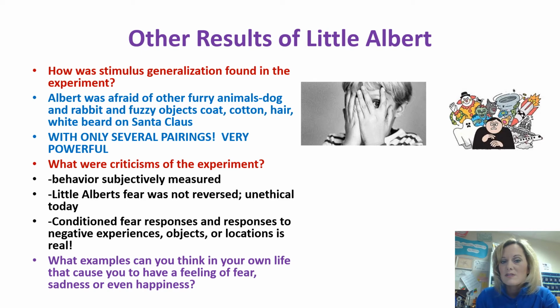How was stimulus generalization found in the experiment? Well, they started with the rat and they were pairing the rat, and then anything that was fuzzy, the rabbit, the monkey, and then you see in the video they hold a fur kind of shawl. Didn't like that either. And then you see Watson there with the face mask of Santa Claus. You put the Santa Claus in because it has like a fuzzy beard. Little Albert was like, I'm done. And it only took those 7 pairings to create this, which is very, very powerful.